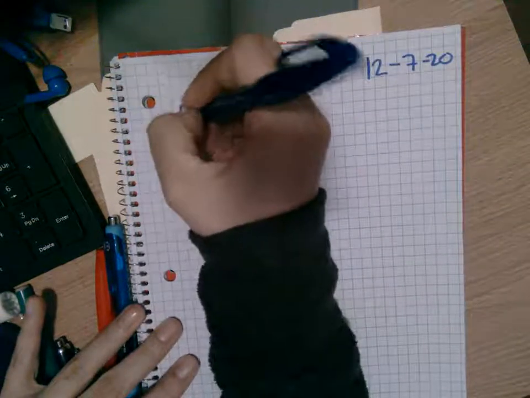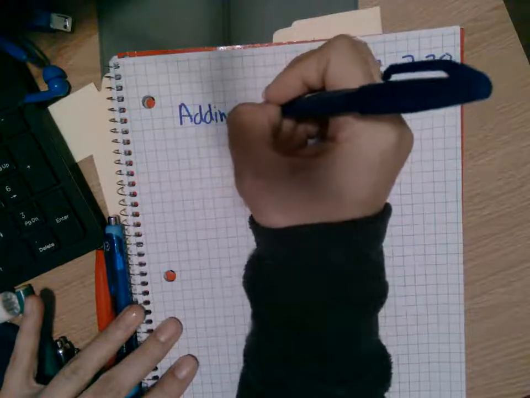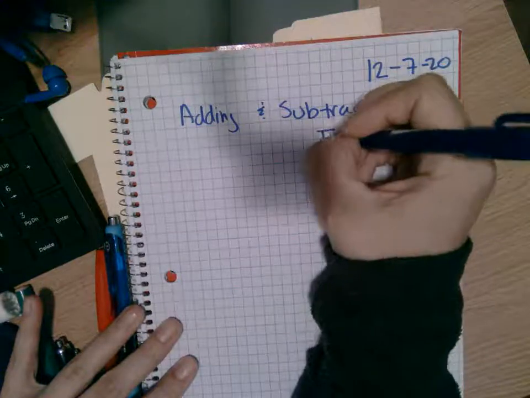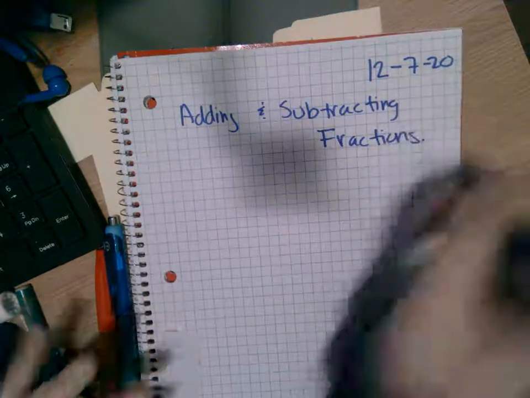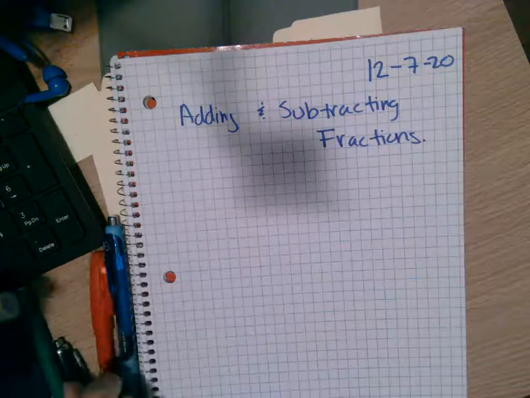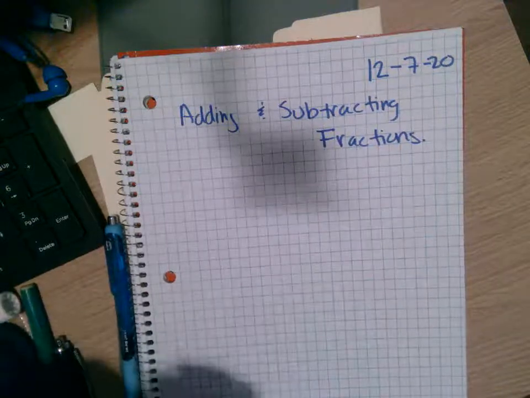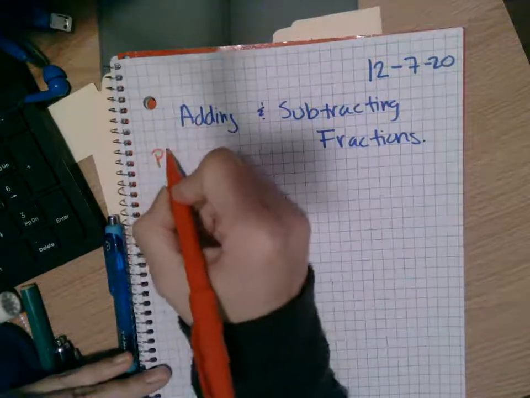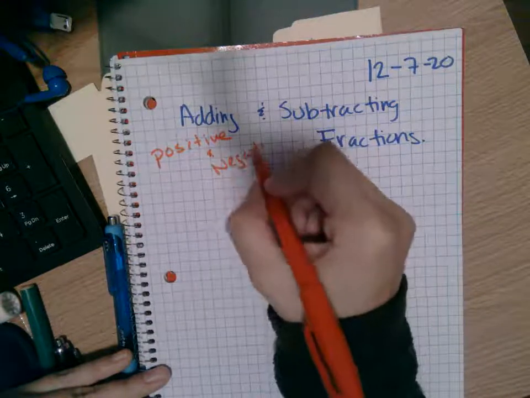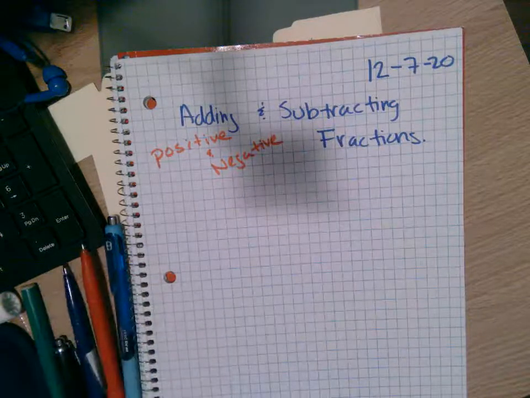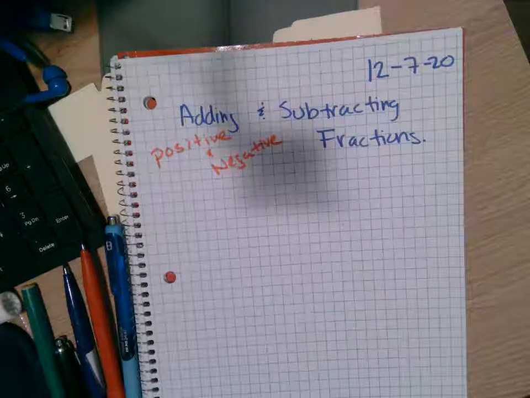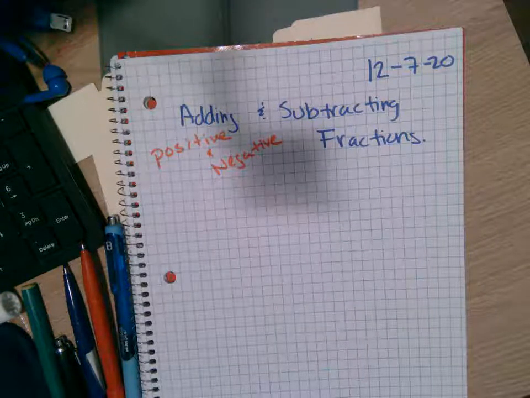All right, we are going to be adding and subtracting fractions. Now, you learned how to add and subtract fractions back, I think, in 4th grade. But what makes this 7th grade math is you're going to be adding and subtracting positive and negative fractions. So we're going to take it up one more step, and not just adding and subtracting fractions, we're going to be dealing with some negatives today.